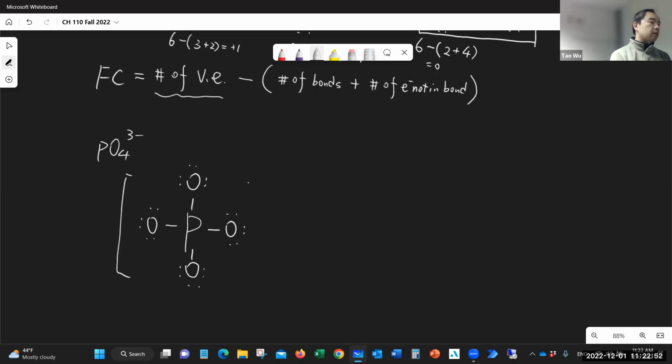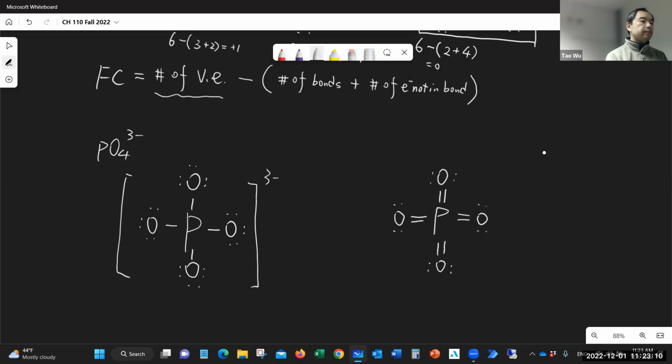And that's going to be the Lewis structure. You can draw it like this, or you can draw something like that. If you count the dots, both of them have the same number. If you count 5 plus 6 times 4, that's 24 plus 8, that's 32. So both of them have 32 valence electrons.